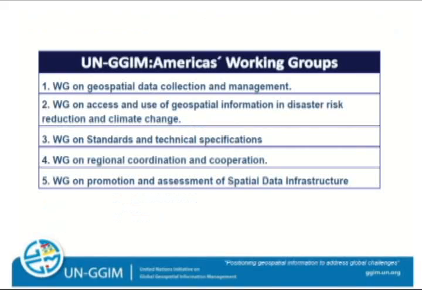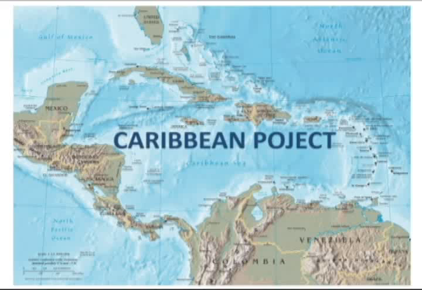Inside the UN-GGIM Americas, we have 5 working groups: one on geospatial data collection, one on access and use of geospatial information, one on standards, one on regional coordination, and one on promotion and assessment of spatial data infrastructure. Now, let me present you very quickly the Caribbean project.